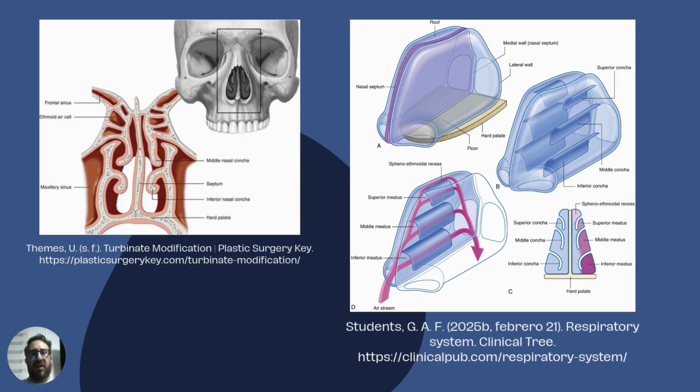These structures play a crucial role in conditioning the air we breathe by increasing the surface area and creating turbulence in the airflow. They help warm, humidify, and filter the incoming air. The meatus also serves as a drainage pathway for the paranasal sinuses and the nasolacrimal duct.